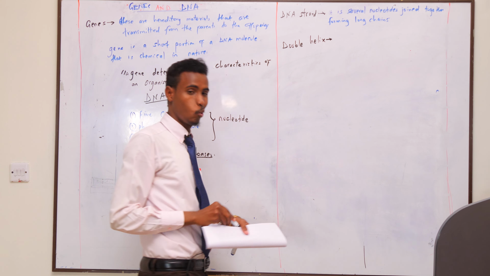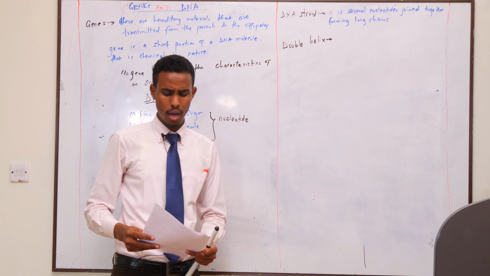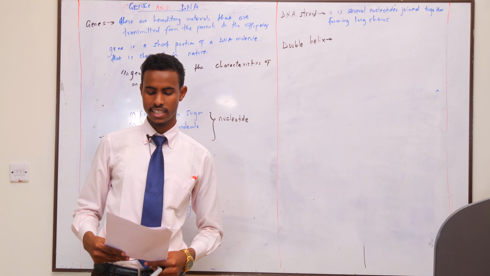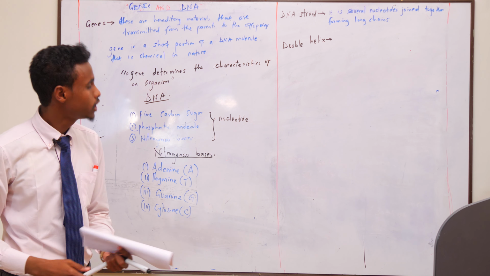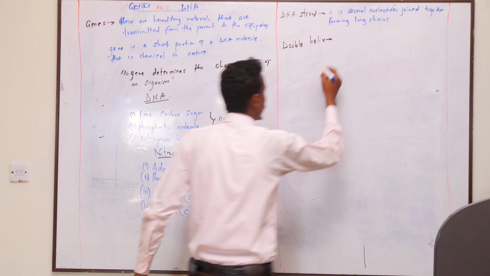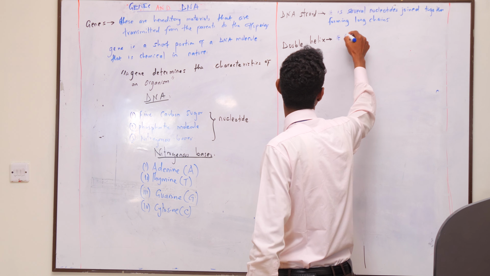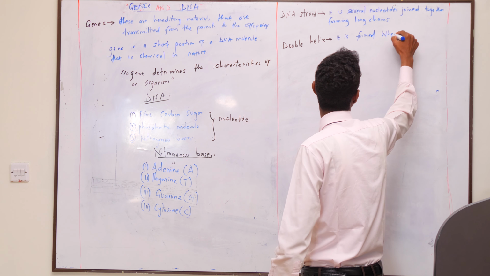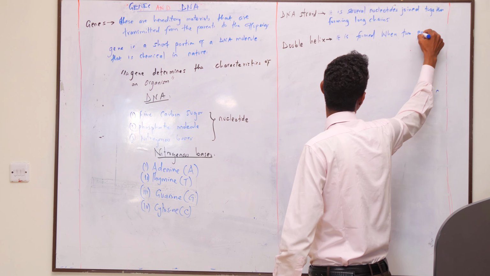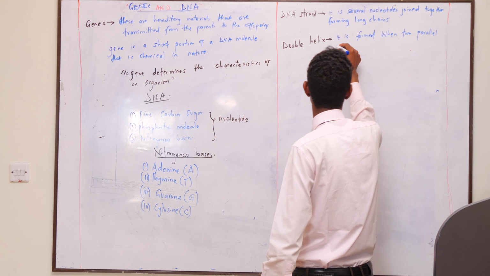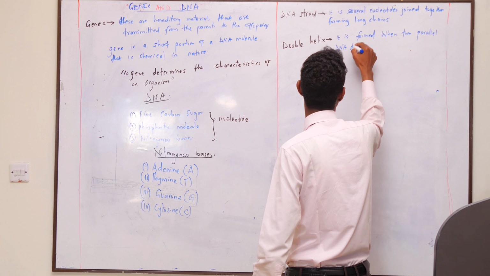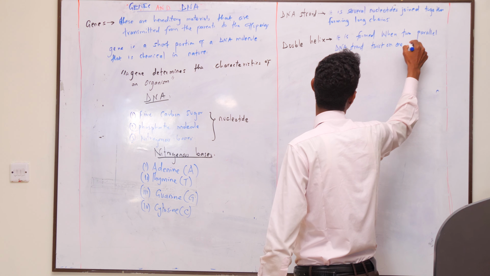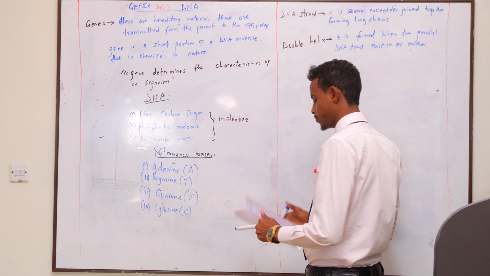We have something called the double helix. Now, the double helix basically means that it is formed when two parallel DNA strands twist on one another. Very good.